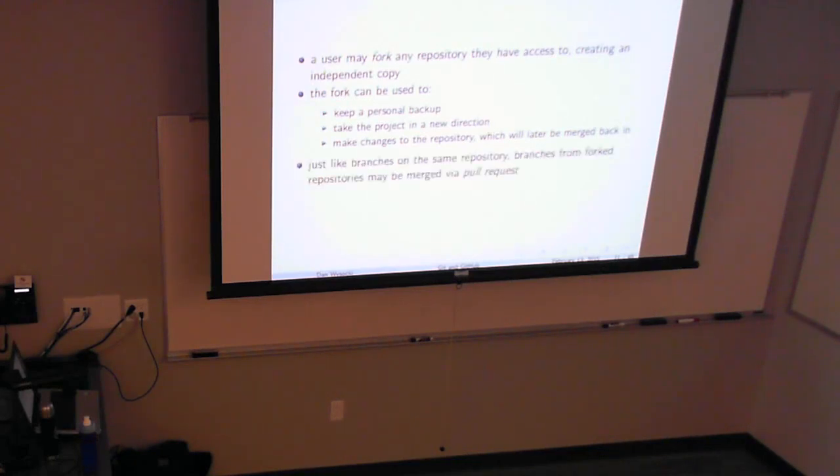So this is actually how a lot of open source projects operate. You make a fork, you make your changes, and then you request that they merge it with the original repository. And they sort of work like branches, but it's really like a branch of the entire project, not just one. It's like another layer above branches, basically.